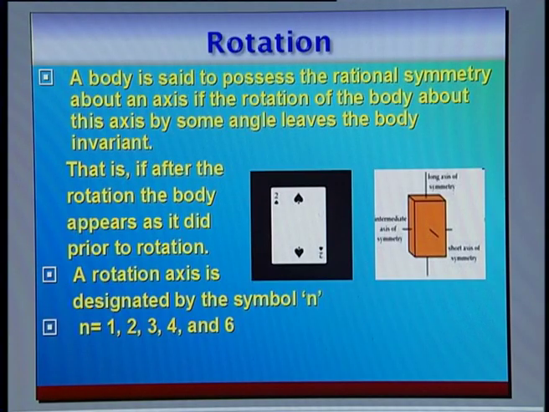So, here the rotation. A day-to-day example: all the students are familiar, all of us are familiar with playing cards. For example, you take, I have shown you here, the spade 2. In spade 2, it has certain symmetry.